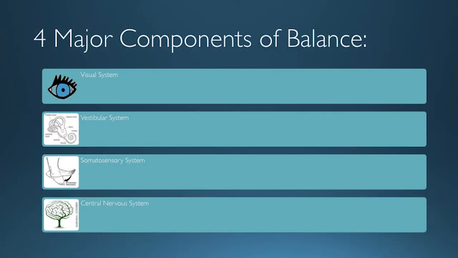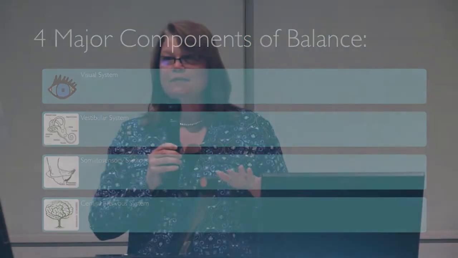So looking at balance, there are 4 major components: the visual system, the vestibular system, the somatosensory system, and the central nervous system. Tonight, this is an overview. I do not have the time to go over real detail about each of these systems, so I just want you to know that this is just a quick, fast overview to put everything in perspective.